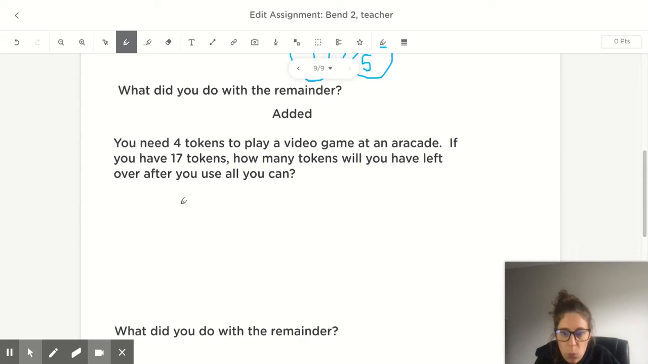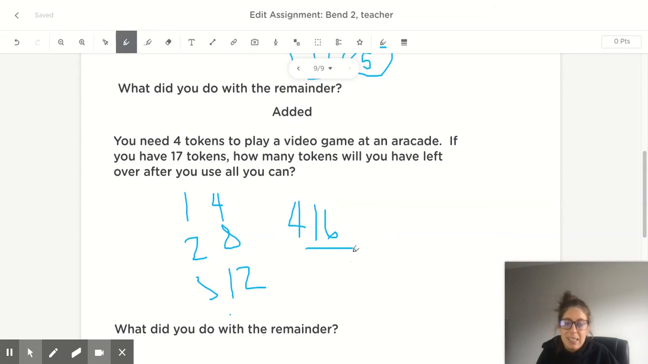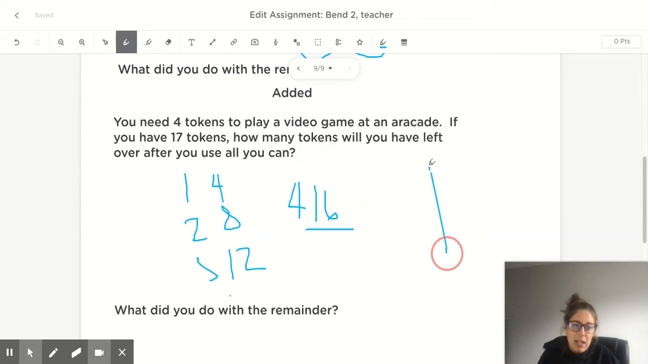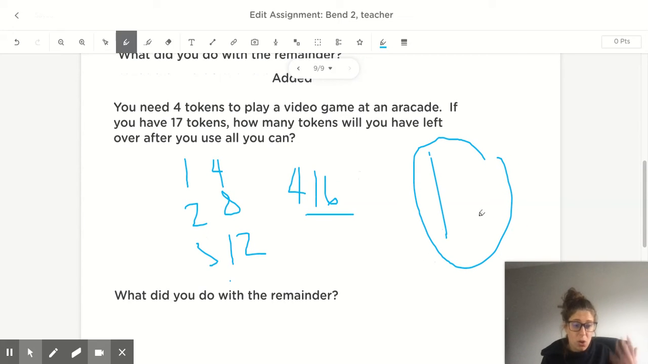So on game 1, you use 4 tokens. Game 2, you used another 4. So far you've used 8. Game 3, you used another 4. So far you've used 12. Game 4, you used another 4. So far you've used 16. And still have 1 token left over. So my question says, how many tokens will you have left over? You'll have 1 token left over.